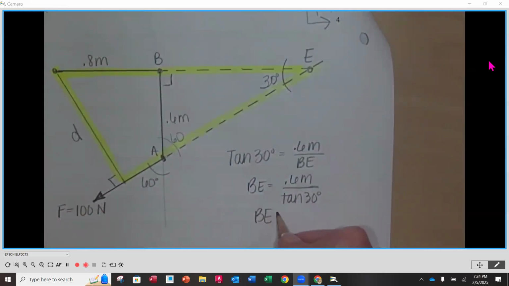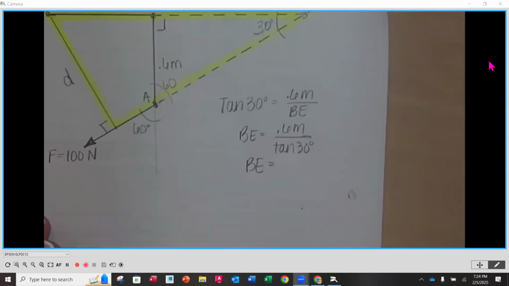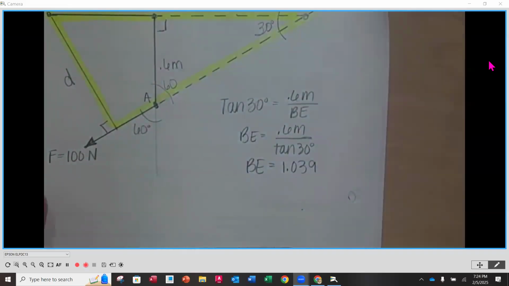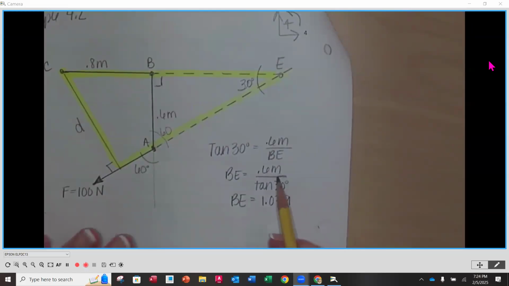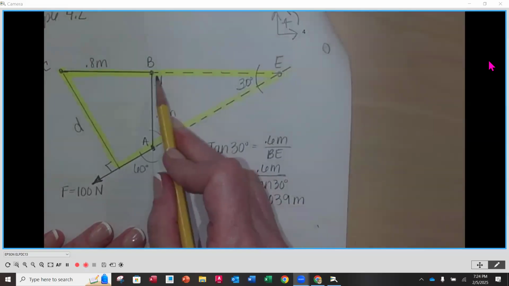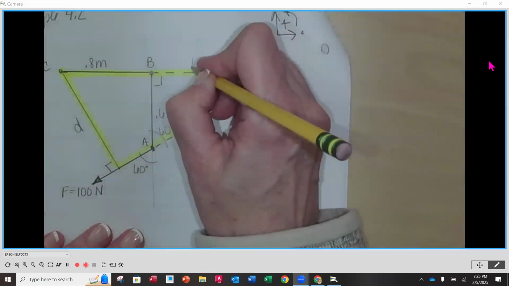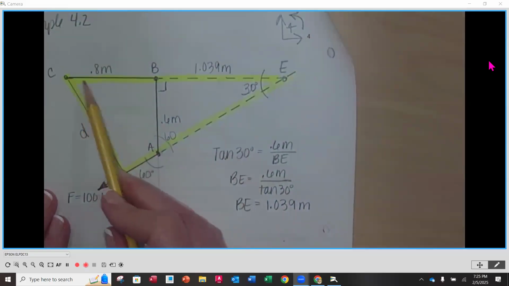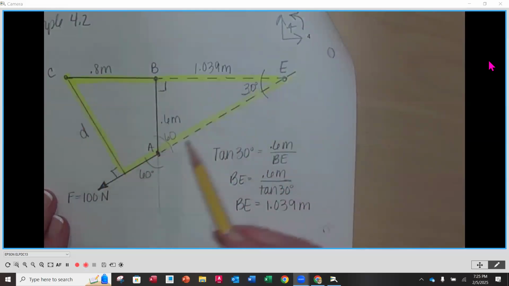So BE, what do you get? 1.039. That's what I got. And what are my units here? It would be meters. Meters did not cancel out. Remember, you're putting your units in all phases of the problem. So this is going to be 1.039 meters. So that means the distance from here to here is 1.039 meters.